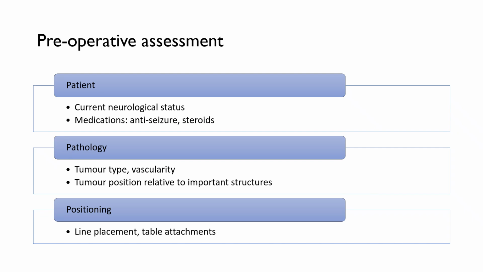Lastly, positioning. It's important to discuss the surgical approach and patient positioning at your brief, as this will influence where you choose to place your lines, as well as what table and kit needs to be prepared. Most common positions will be supine, lateral, or various positions in between these with varying degrees of head rotation.